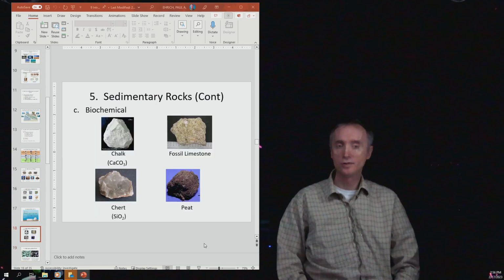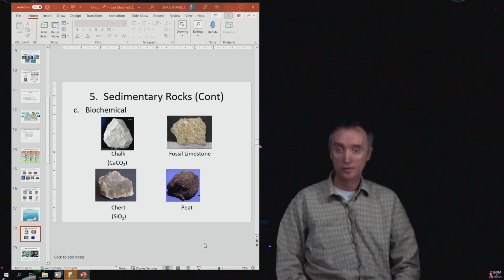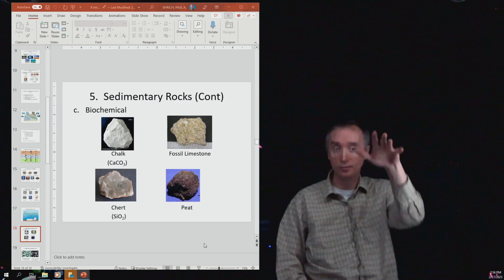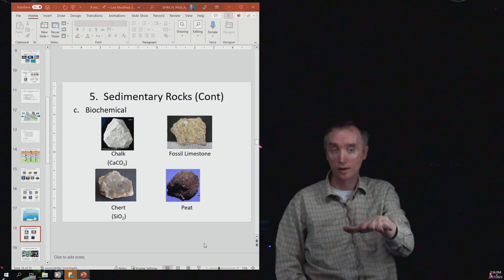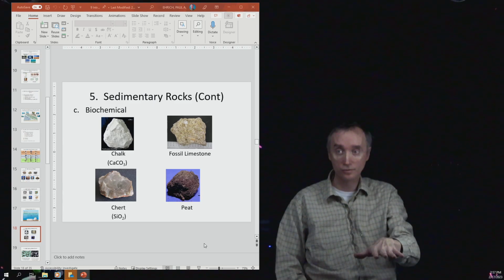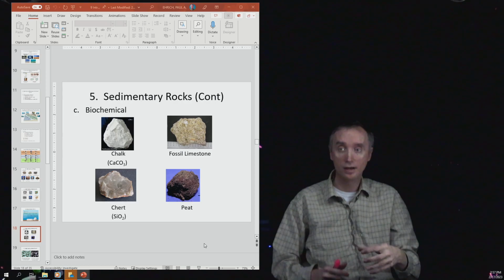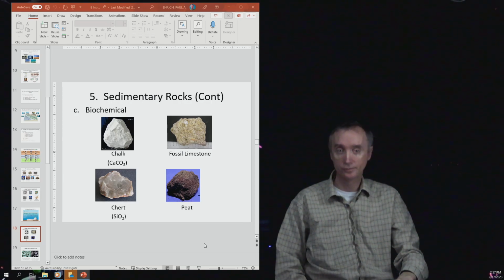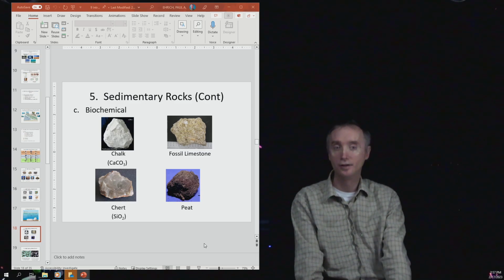All right, then you can also have fossil limestone. So we said that you could have limestone just from precipitating from ocean water. But organisms could also use the calcium carbonate to make their shells with, and then when they die, they accumulate on the ocean floor and are cemented together to make fossil limestone. Now, if it's just purely shells that are glued together, then we call it coquina. And it kind of looks like a granola bar. So if you've ever seen coquina, you know what I'm talking about.